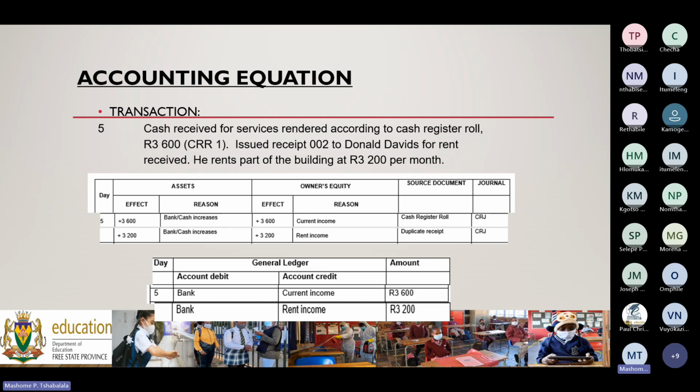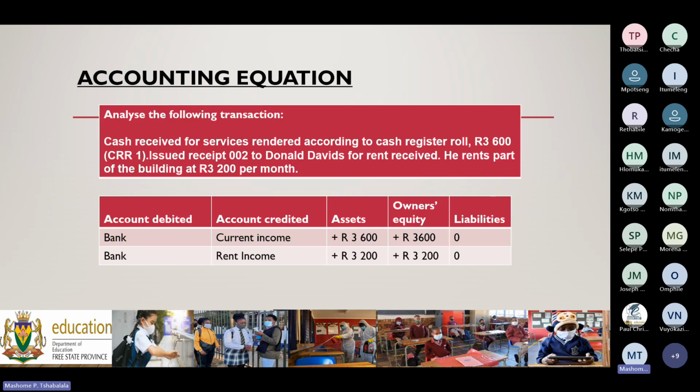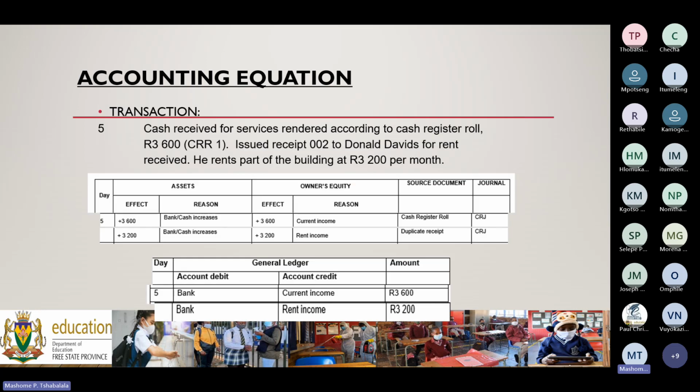Learners, you should be careful. When you look at this one, bank increases and the current income increases. Bank increases by 3,200, then also owner's equity will increase by 3,200. We are saying it will increase this side and increase this side. But looking at the ledger again, on the ledger we say bank will be debited on both transactions. Then on the first one, the current income will be credited. Remember, it is an owner's equity account. Therefore, it increases on the credit side. That's why we credit the account. Rent income is also an income, and it increases on the credit side.